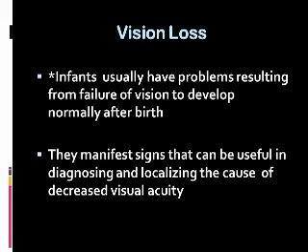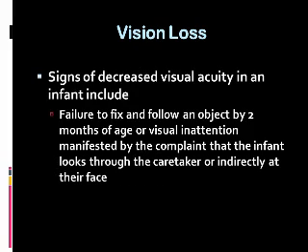Whereas most adults and older children with neurologic disorders involving the visual pathways present with alterations in visual acuity or visual function, infants usually have problems resulting from failure of vision to develop normally after birth. They manifest signs that can be useful in diagnosing and localizing the cause of decreased visual acuity.